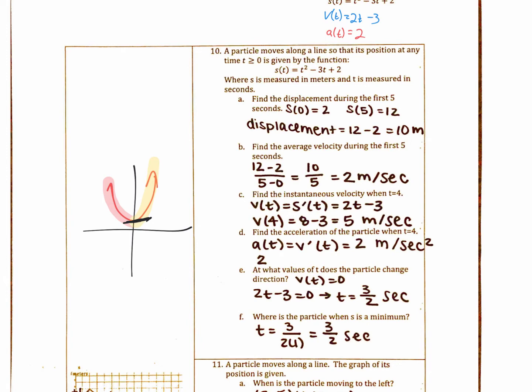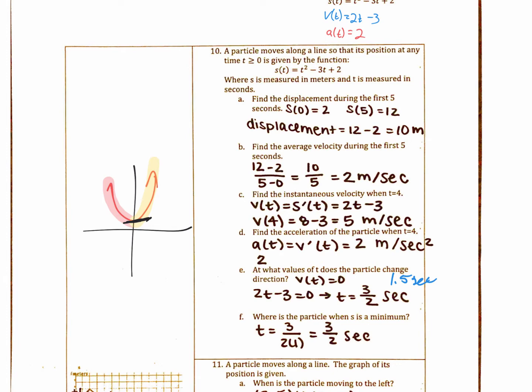So what we're going to do is take our velocity and set it equal to 0. Well, we know the velocity function was 2t minus 3. Set that equal to 0, and we get 3/2 seconds, or 1.5 seconds if you'd rather write it as 1.5. So 1.5 seconds, that's when we switch from downward slope to upward slope.